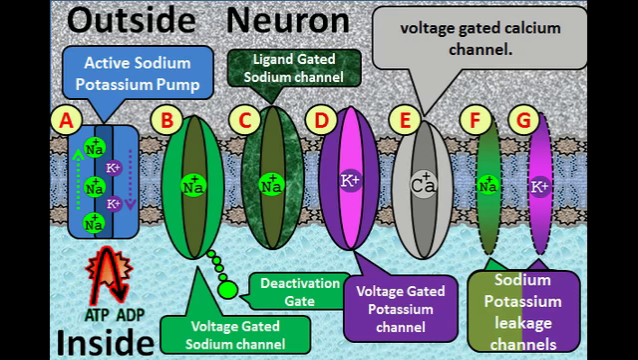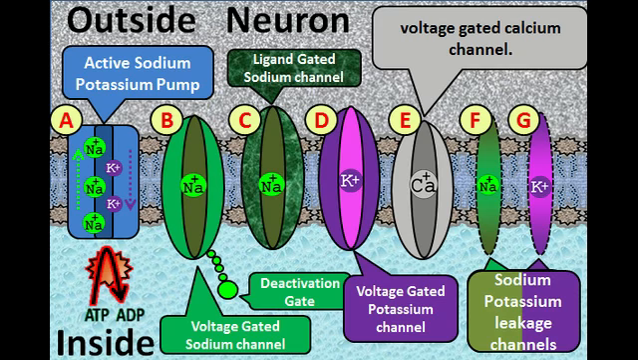Another sodium channel, labeled C, is a ligand or chemically gated sodium ion channel. It plays a large part in the dendrite where nerve impulses from other neurons are received. A voltage-gated potassium channel is shown at D, which controls the flow of potassium ions through the membrane when membrane potentials reach their maximum values.